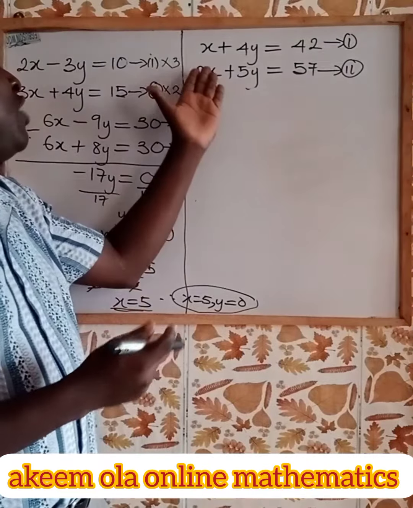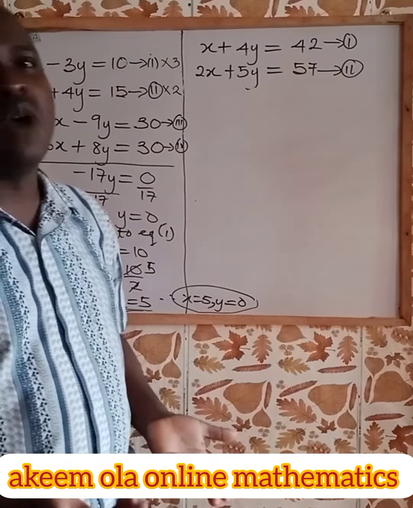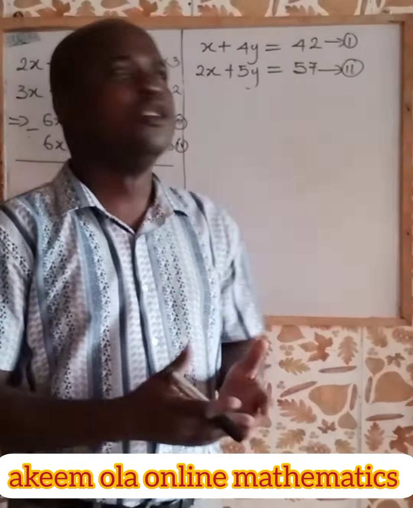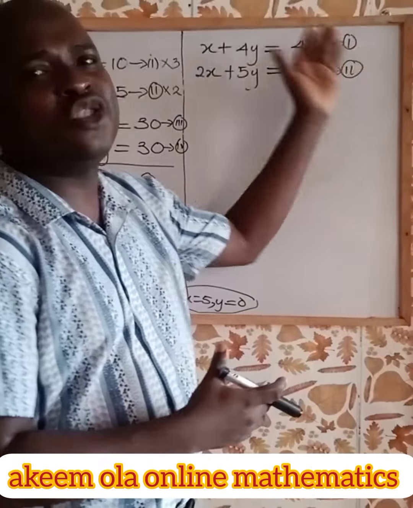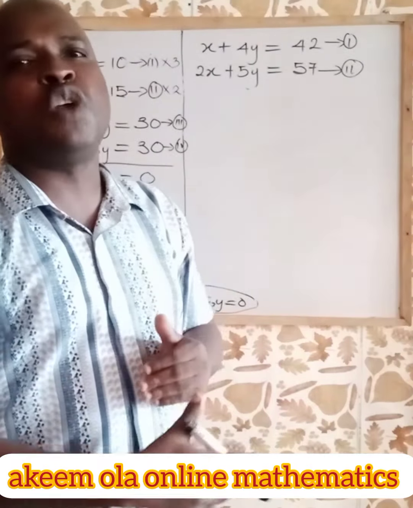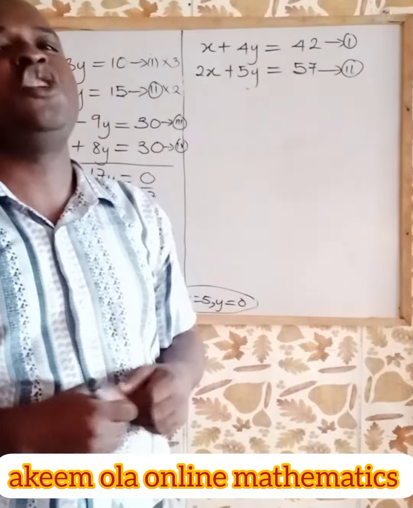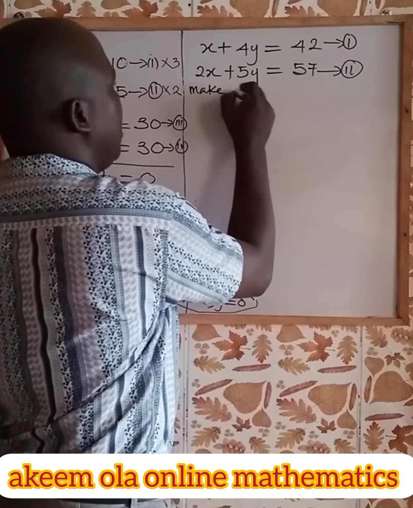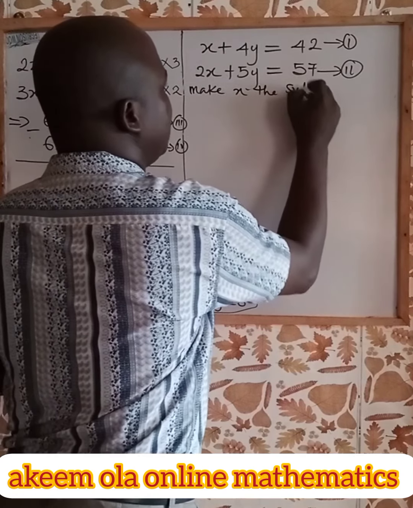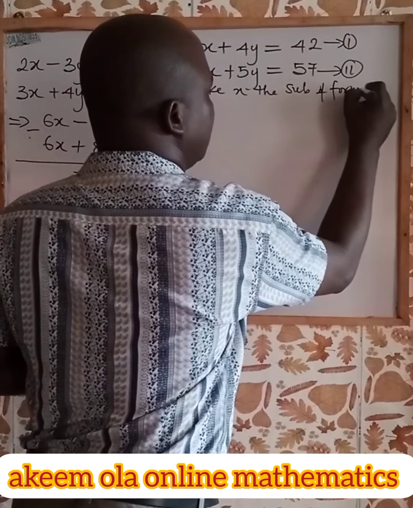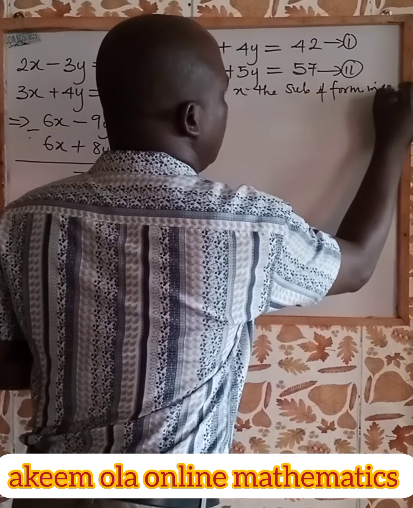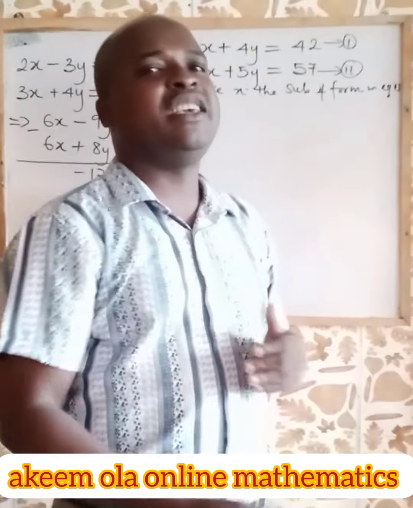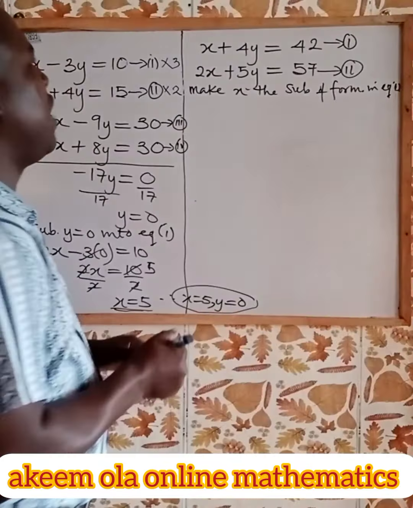For instance, I may decide to make x the subject of formula in equation 1, and I may also decide to make y the subject of formula in equation 1. So if you make any variable the subject of formula in any of the equations, you now substitute into the other equation. For instance, I can make x the subject of formula in equation 1. That means I want x to be equal to every other thing in that equation 1.